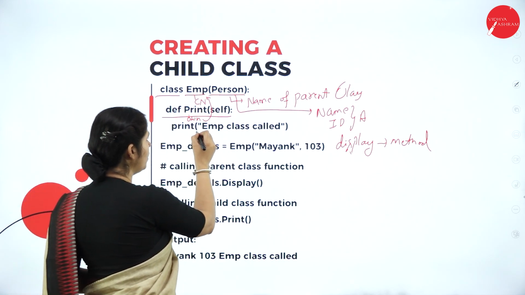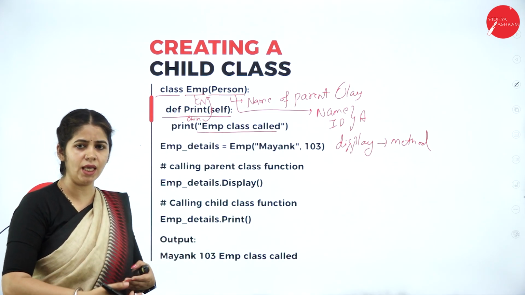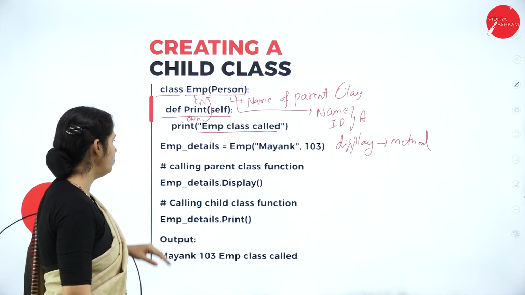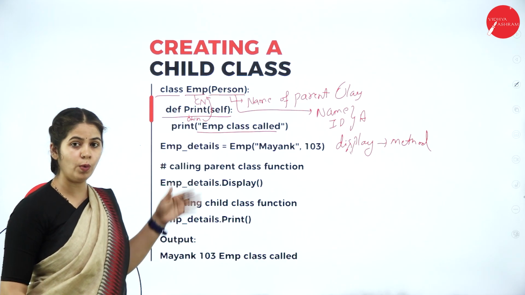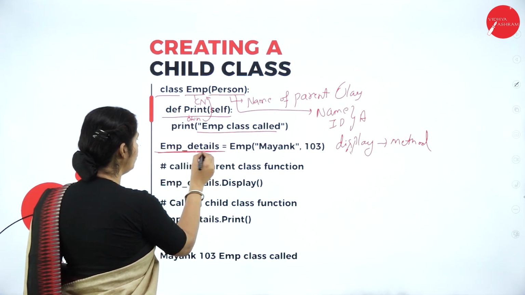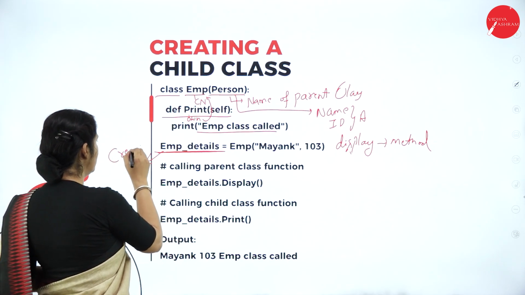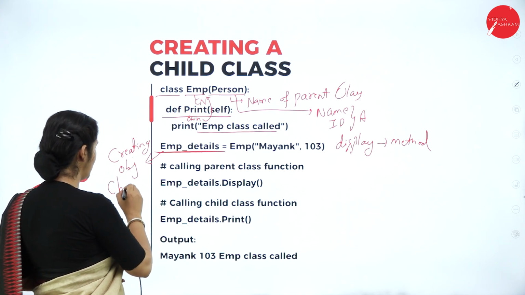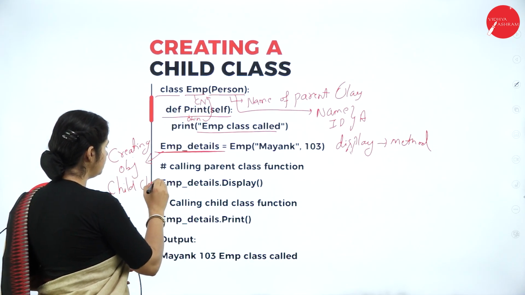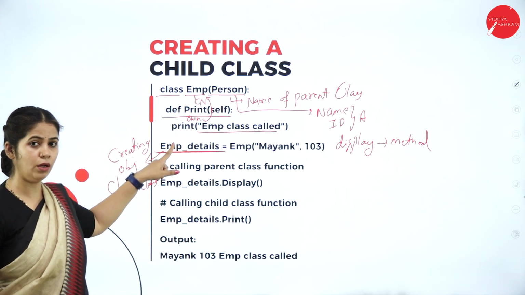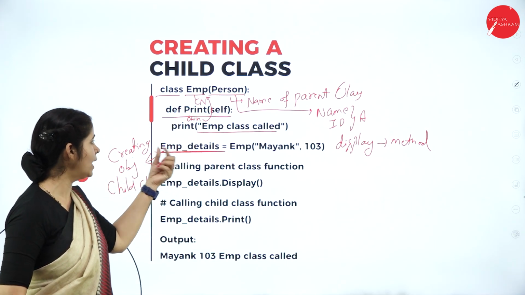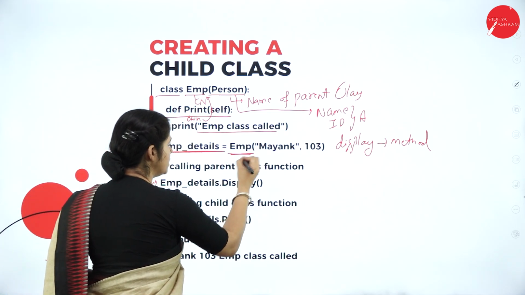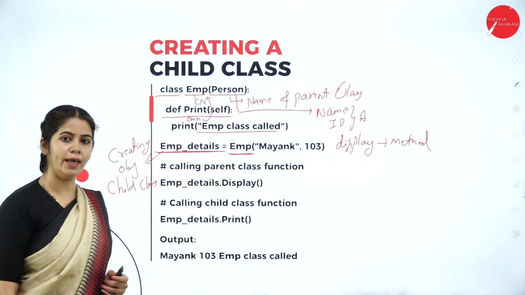So what are we doing in that? We are printing that Employee is a child class, or that class Employee has been called. After that, what do we have to do? We have to create the object. What are we doing here? We are creating the object of which class? Of the child class, right? What is the name of the object? employee_detail is the name of the object that belongs to the child class Employee.